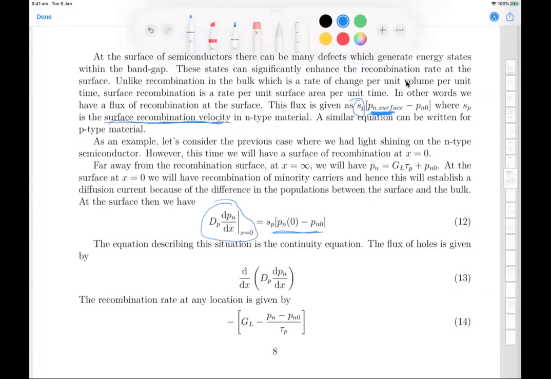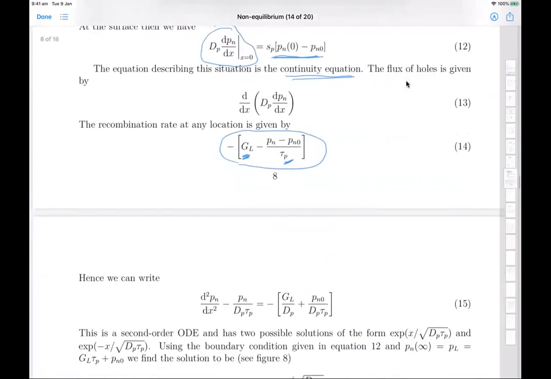So if we apply the continuity equation to this result, we cannot have an increase of the population of carriers with time in steady state anywhere. The recombination rate at any location is given by this term. So this is in the bulk area. This is our generation due to light, and this is our recombination in the bulk. And solving this continuity equation, we find that it is a second order differential equation.